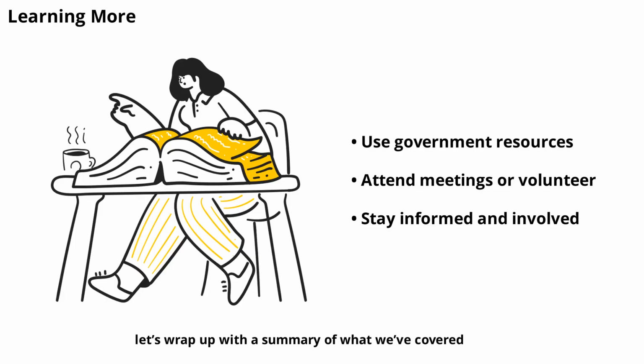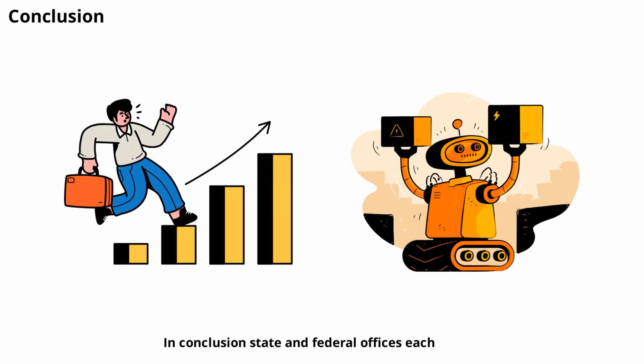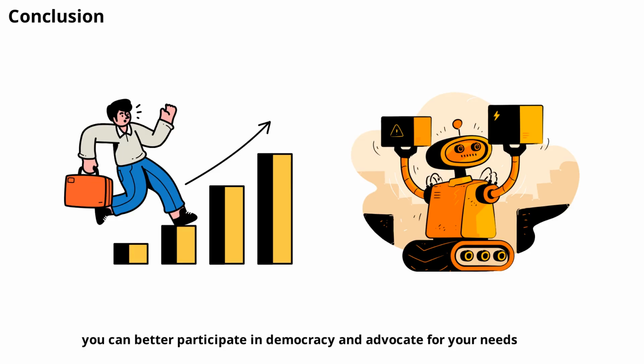Finally, let's wrap up with a summary of what we've covered. In conclusion, state and federal offices each play vital roles in American government. Their differences in jurisdiction, powers, and responsibilities ensure that both local and national interests are served. By understanding how these offices work, you can better participate in democracy and advocate for your needs.